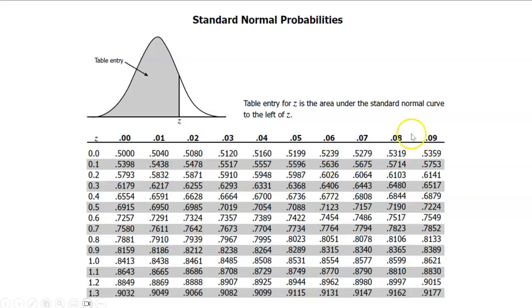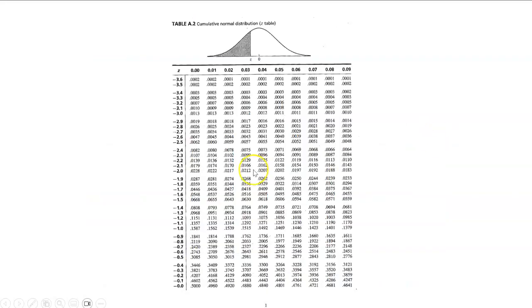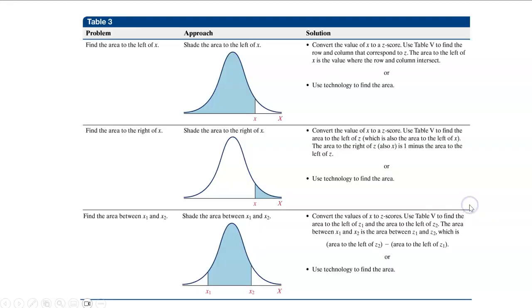And then I'm going to go to a different part of my table to get to the negative value. My negative Z score was negative 1.17. So I'm going to go to negative 1.1. And then I'm going to go all the way down here to the 0.07. So negative 1.17 will be this value here, the 0.1210. Okay. So keep those values in mind.